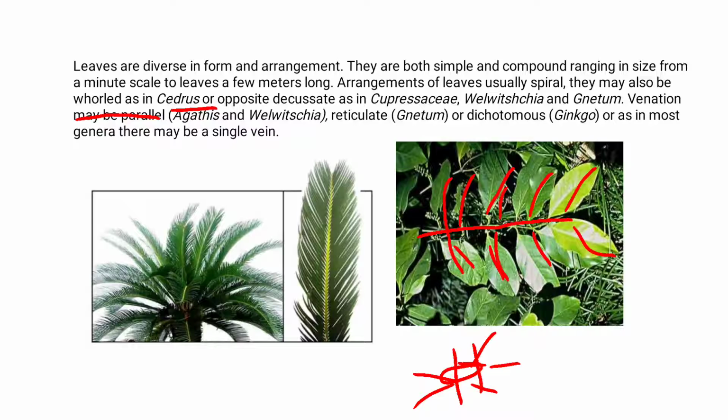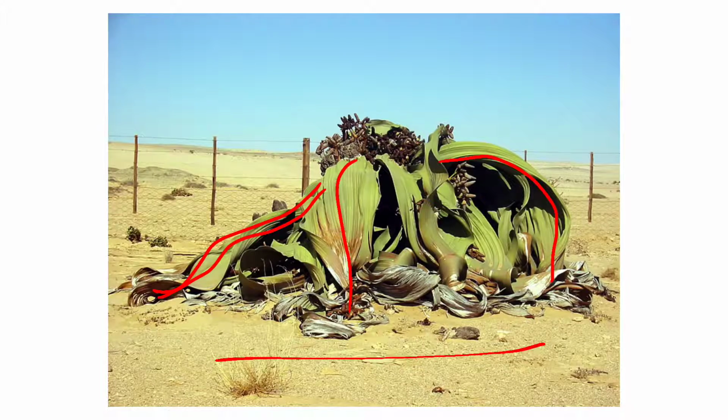Next, coming to the venation. Venation is nothing but the arrangement of veins. These veins are very important for transporting water and food. So, the arrangement of these veins on the leaf is known as venation. Several types of venation are seen in different leaves of gymnosperms. If you look at the Welwitschia, here the leaves show parallel venation.